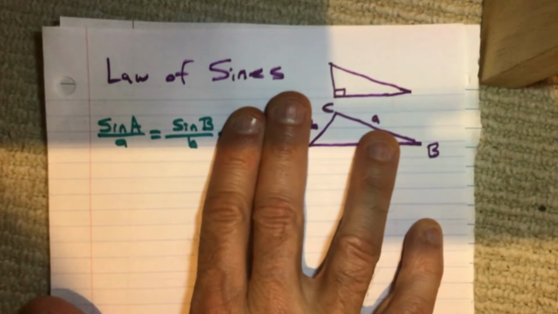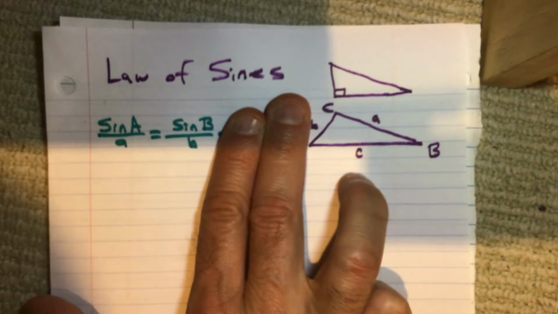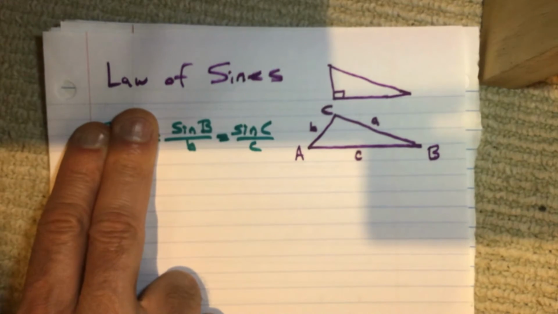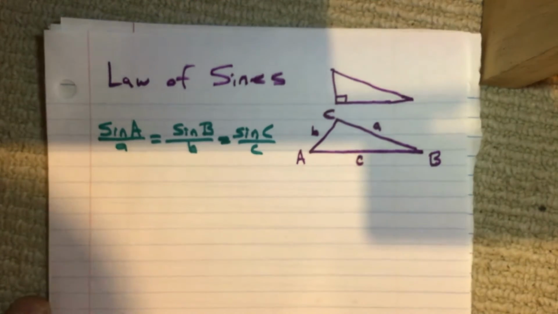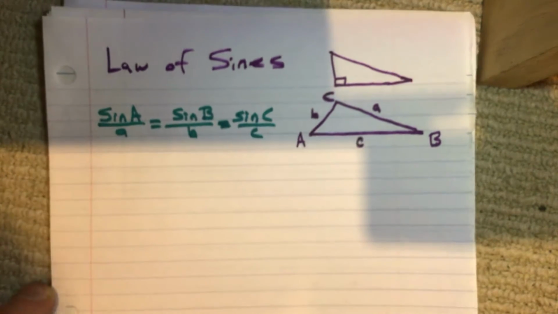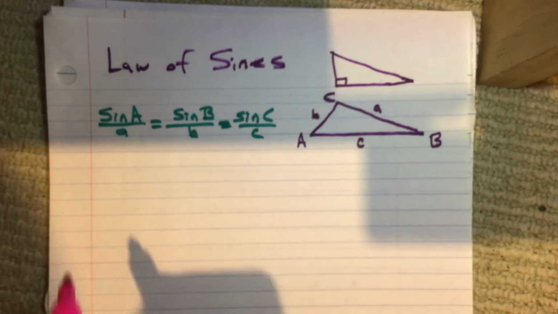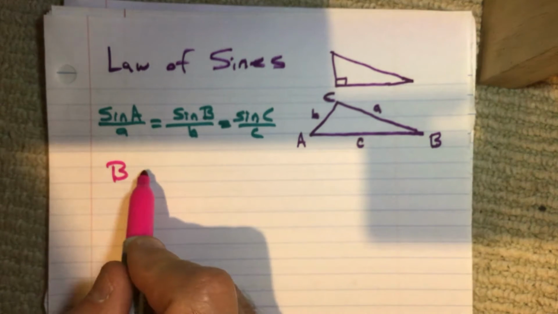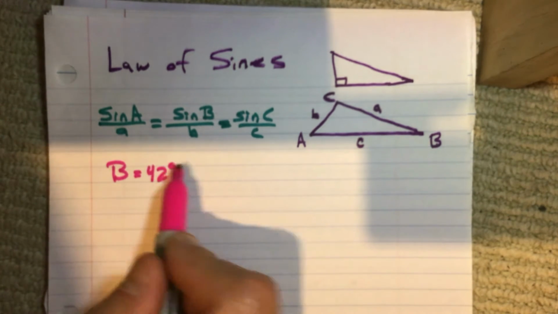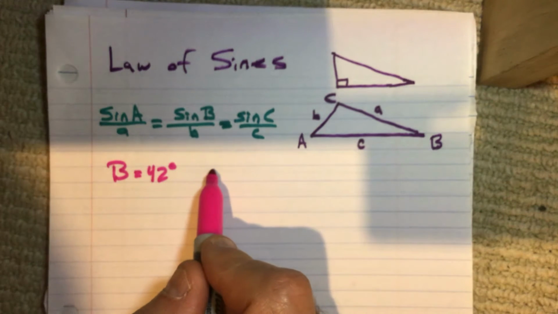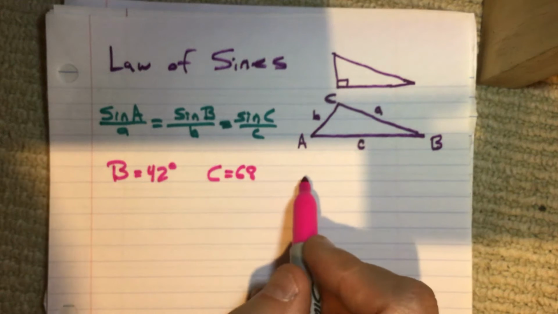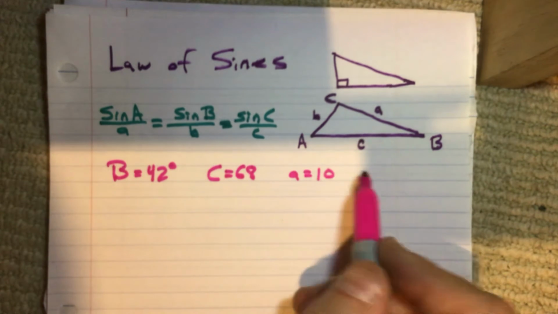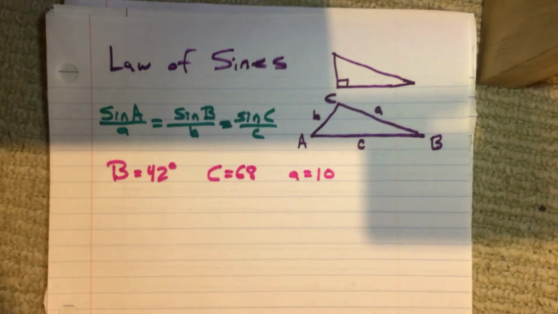So this could be used to solve missing sides of a triangle. This could be used to solve it, or any pair can be used. So, for example, if we knew that B was 42 degrees and C was 68 degrees and that little a was 10, we could figure out the other missing pieces.